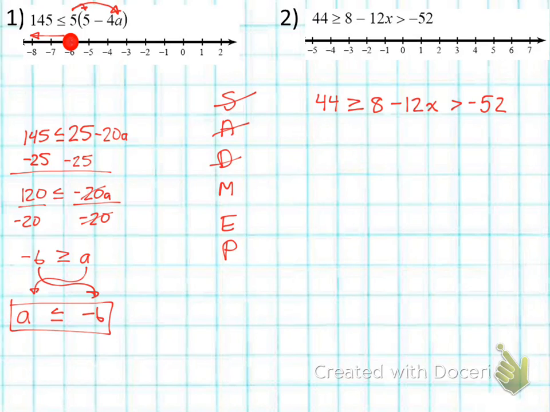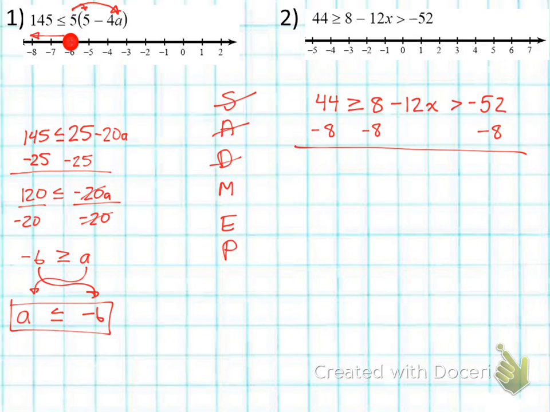So I look at SADMAP again. Are there any subtraction signs by the x? No. This is a multiply sign. Any addition signs? Yeah, there's a plus 8. So I'm going to subtract 8 from the middle. Watch carefully what I do now. I'm subtracting 8 here, so I have to do it on all parts of the inequality. I'm going to subtract 8 on the outside of the left side and the right side of the other inequality. Subtracting 8 on these three sections. Okay?